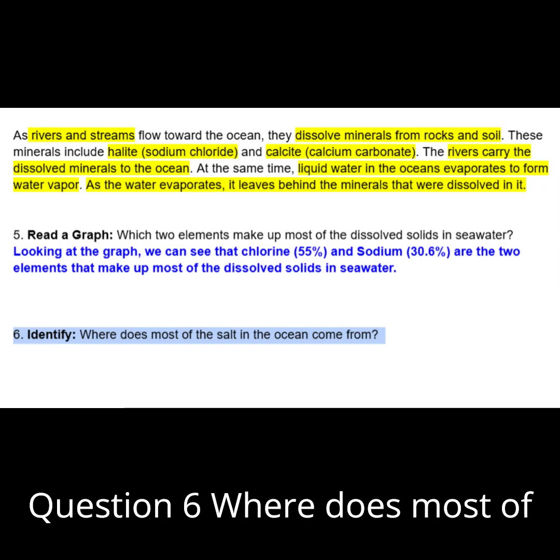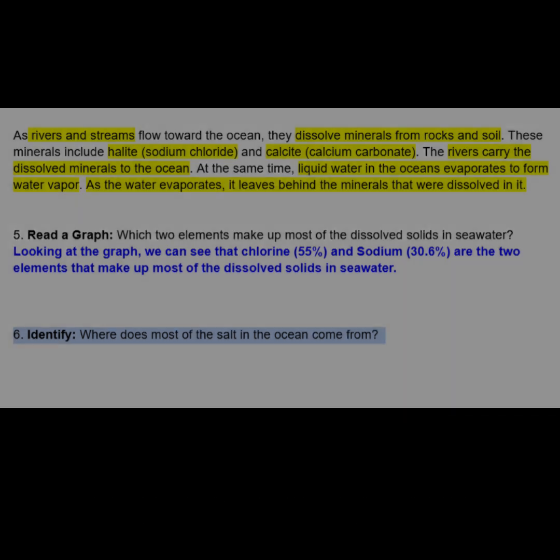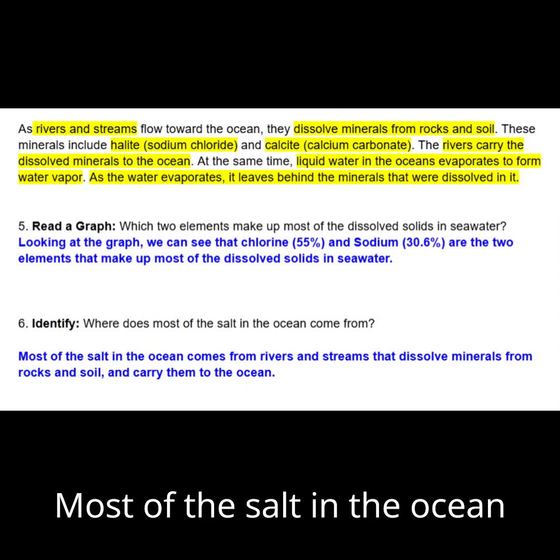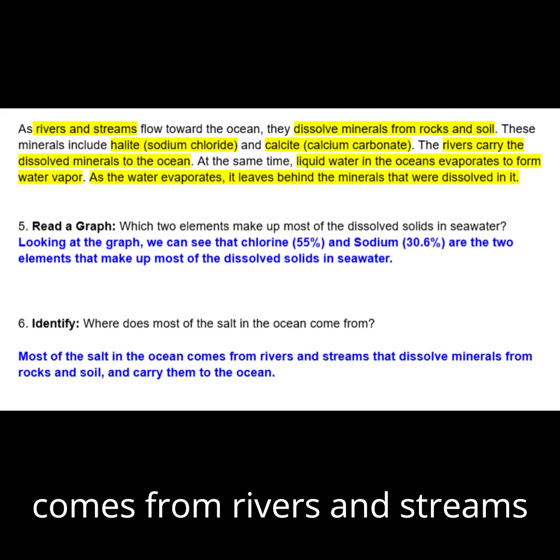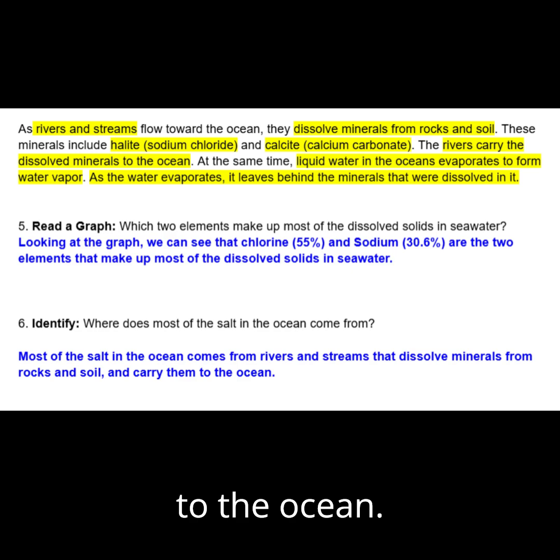Question 6. Where does most of the salt in the ocean come from? Most of the salt in the ocean comes from rivers and streams that dissolve minerals from rocks and soil and carry them to the ocean.